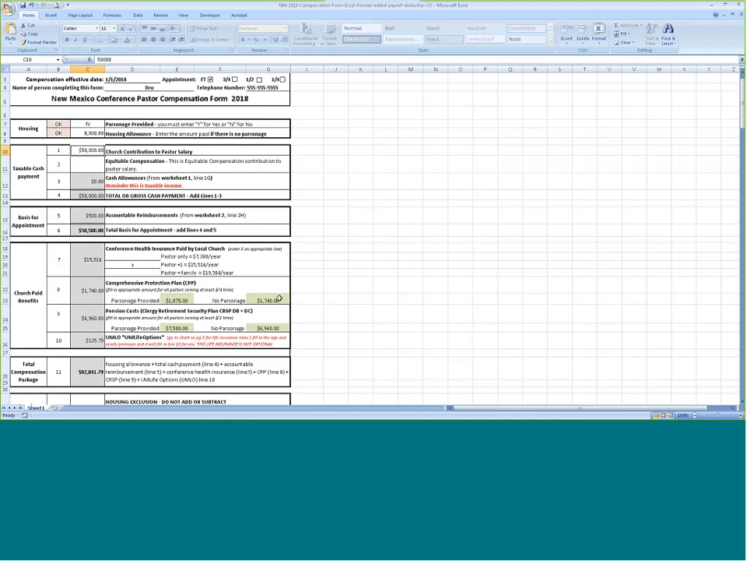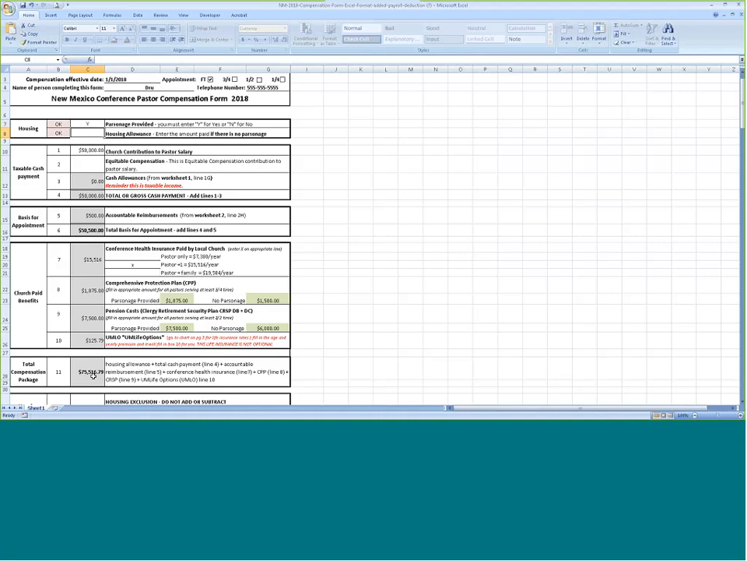But it also takes into account and adds this box over here. It already populates it because we said no up here, so it already knew to put that number over here. These numbers and the health insurance don't change, but you'll notice now the total compensation package has changed. It's 82 here. Let's just look at this again and put this back as yes.